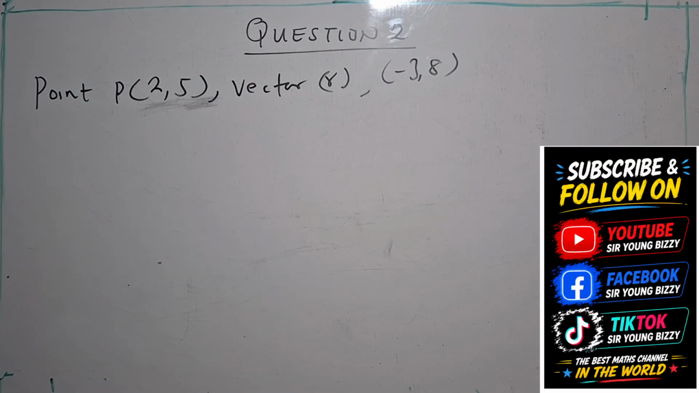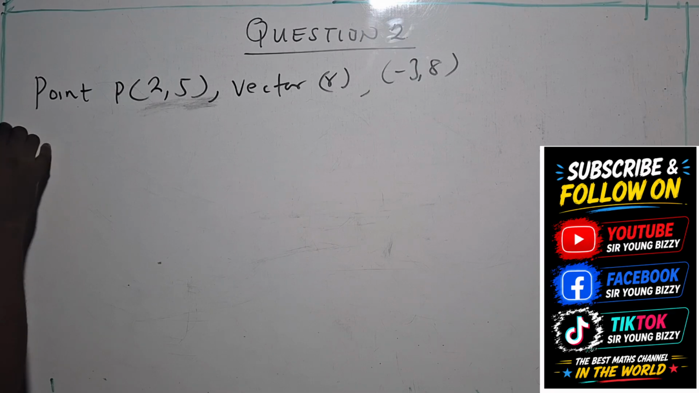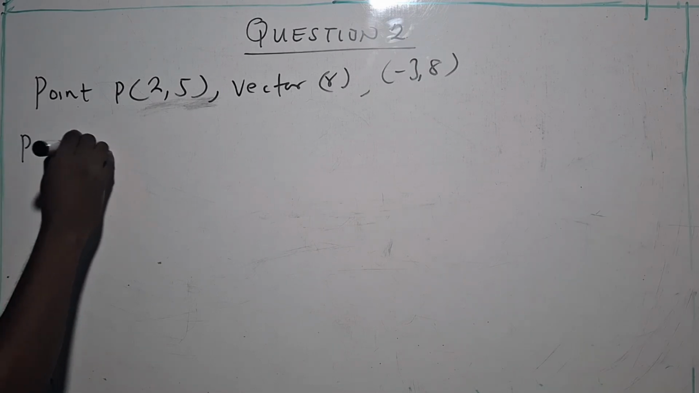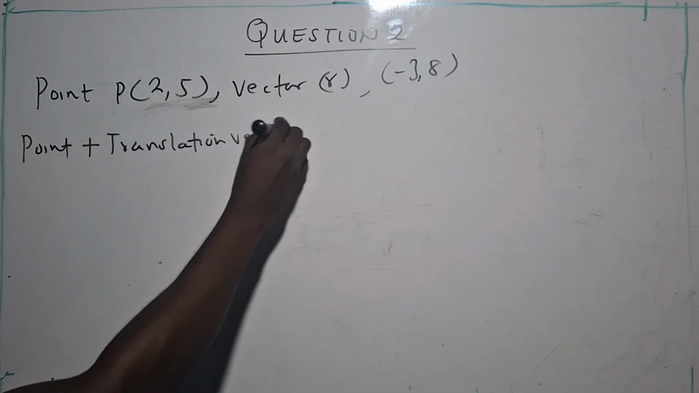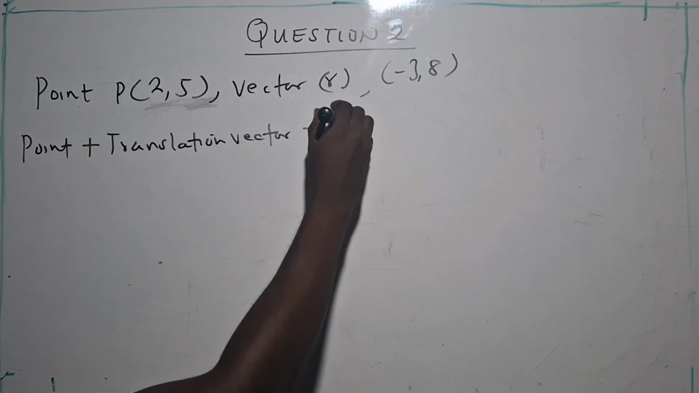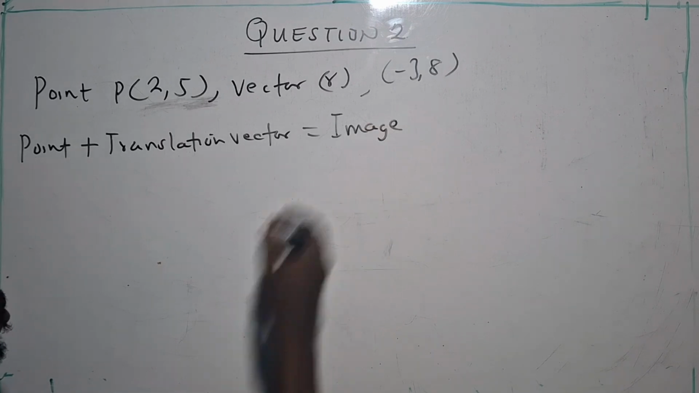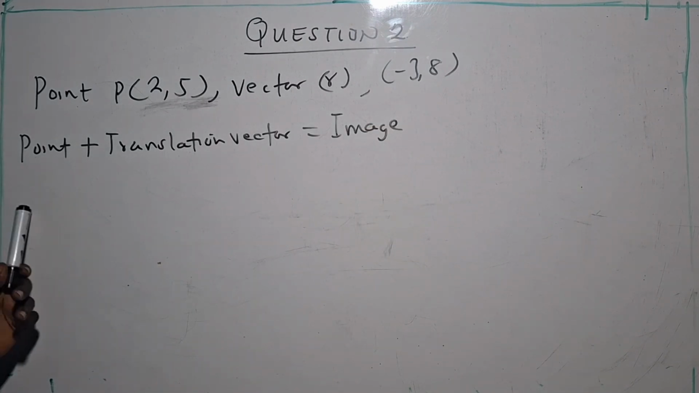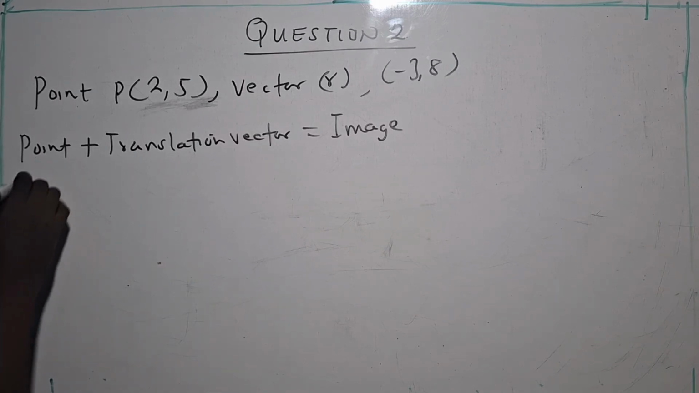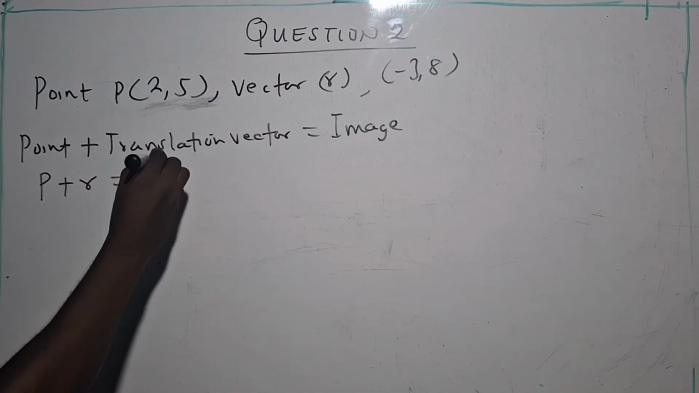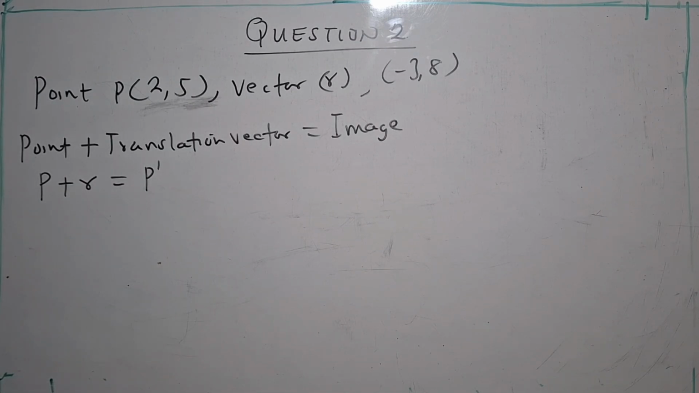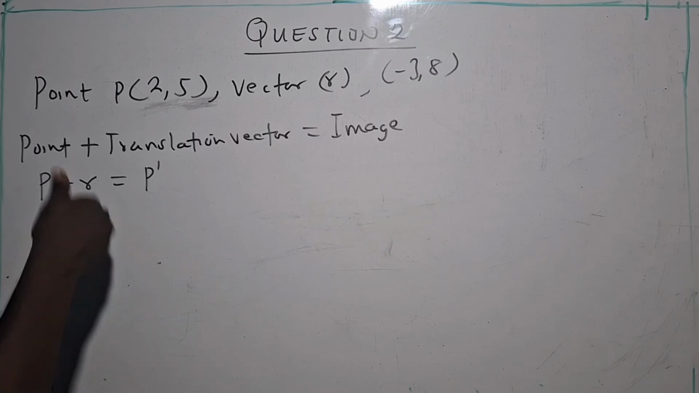So this is what you need to understand: the point plus the translation vector will be equal to the image. Any point given with a translation vector, you add to get your image. So the point P plus the translation vector will give us P1, or the image.